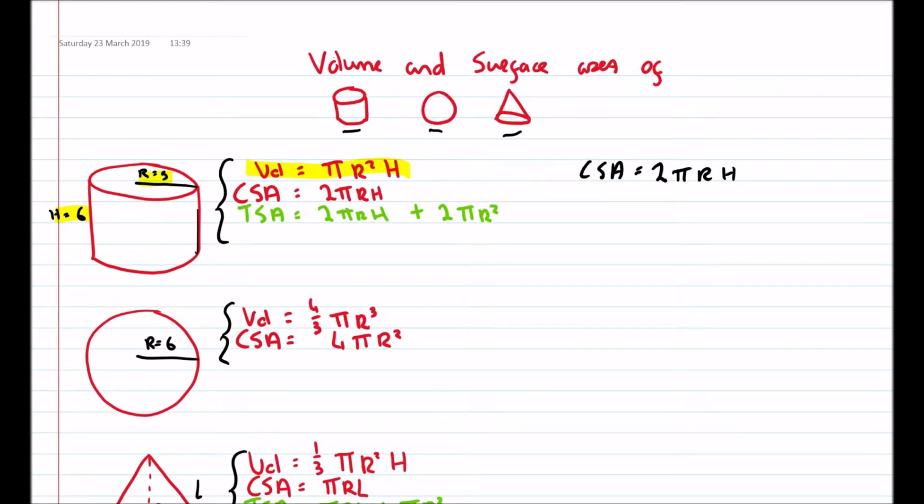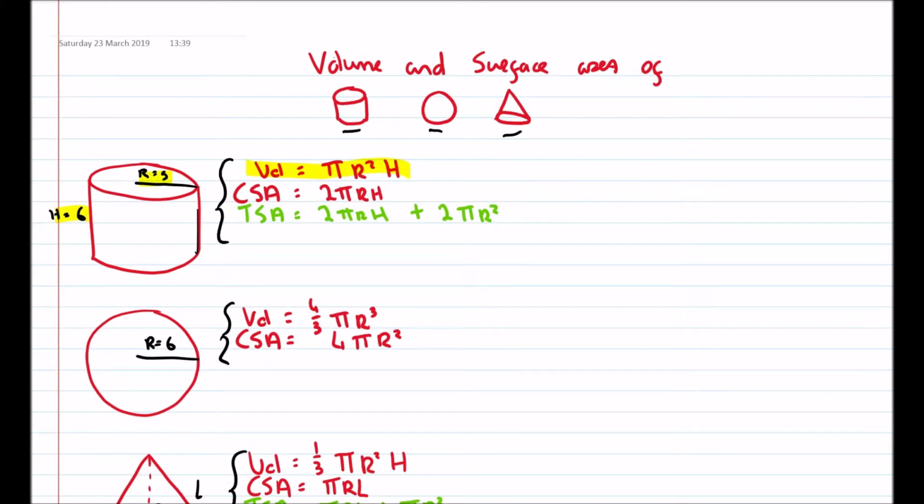Again, fill in what we know. So curved surface area equals 2 multiplied by pi, which is 3.14, multiplied by r, which is 5, multiplied by h, which is 6. Type all that into your calculator, you get your answer.